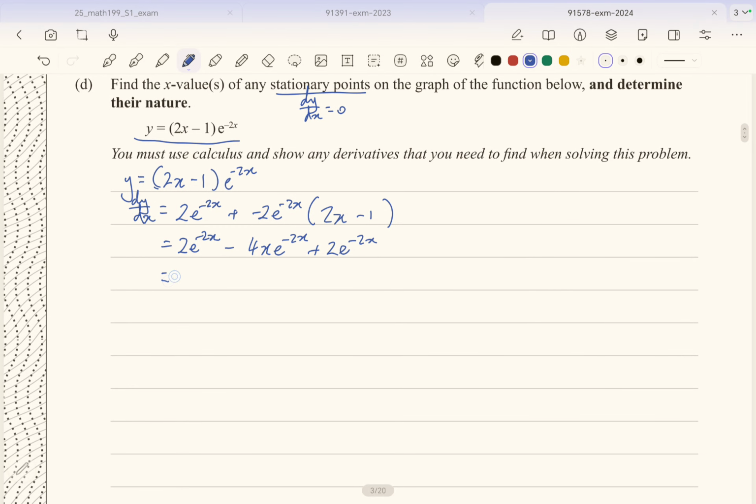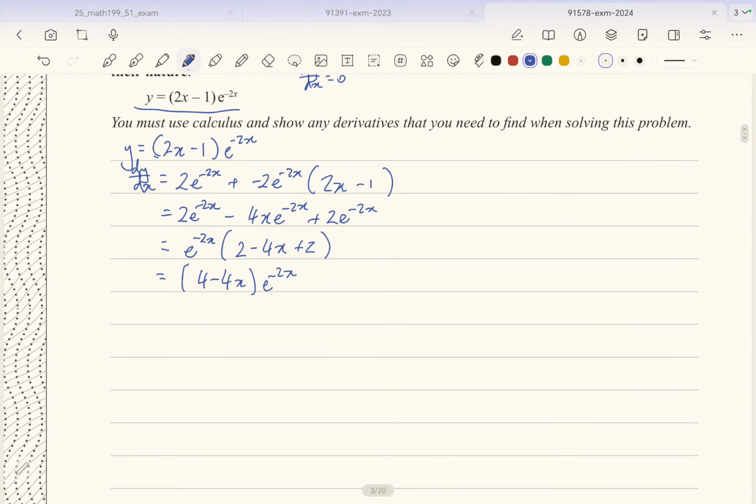Simplifying that, we can pull out a common factor of e to the negative 2x. We get 2 minus 4x minus 2 plus 2, plus 2, which becomes 4 minus 4x times e to the negative 2x. Right, so that's our simplified derivative, dy by dx.